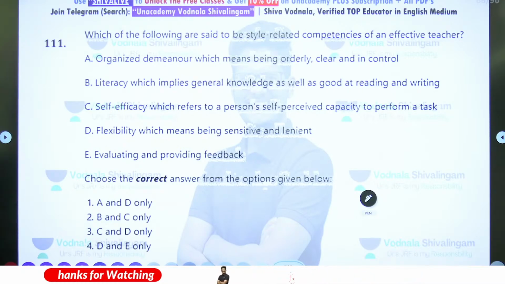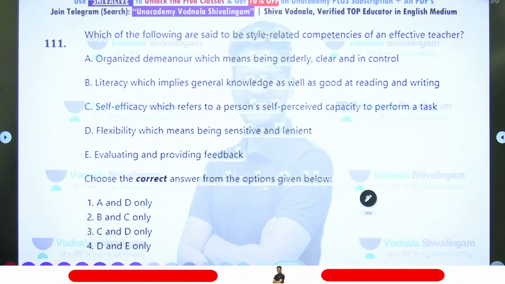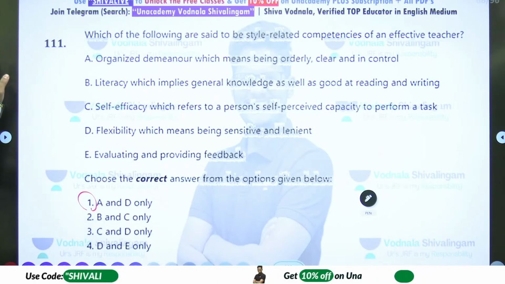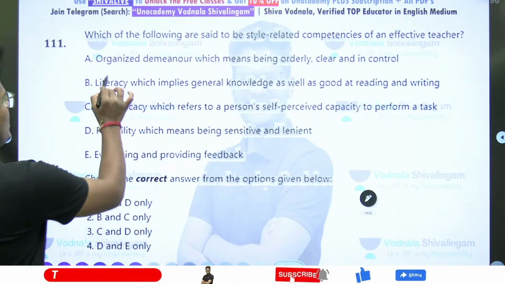Which of the following are said to be a style related to competencies of an effective teacher? Competencies of an effective teacher. The answer for this question is that 1, A and D are the only correct ones. Style related to competencies of an effective teacher.